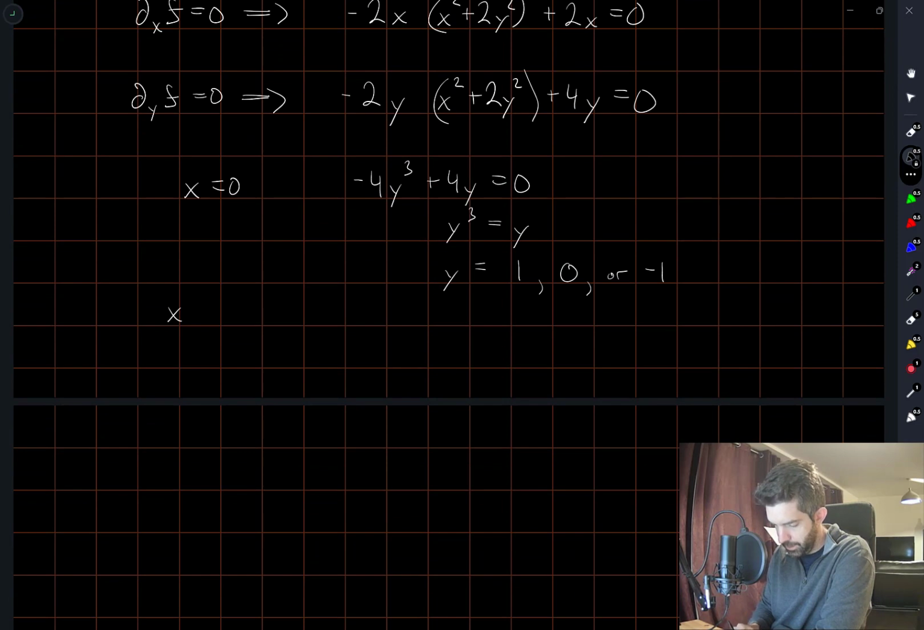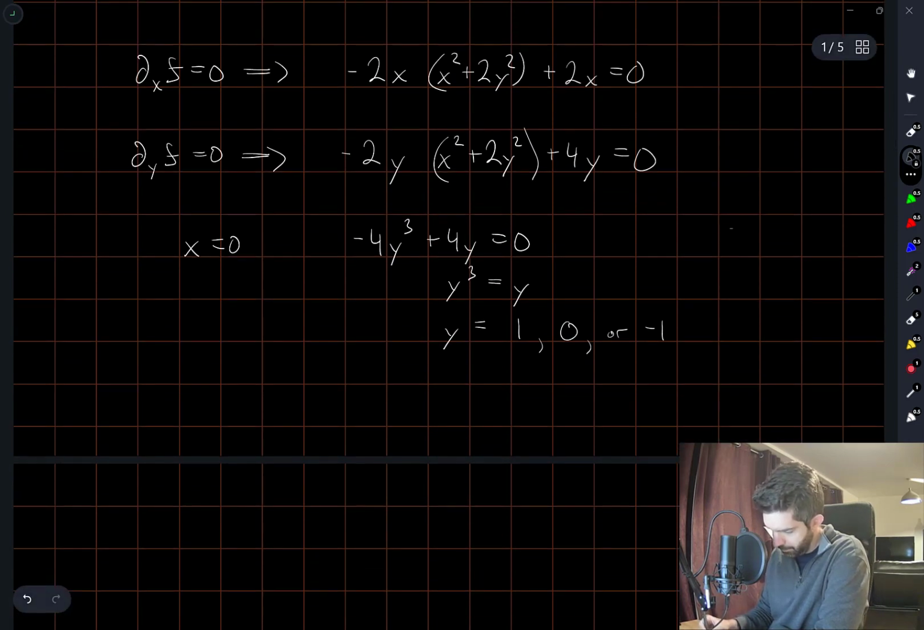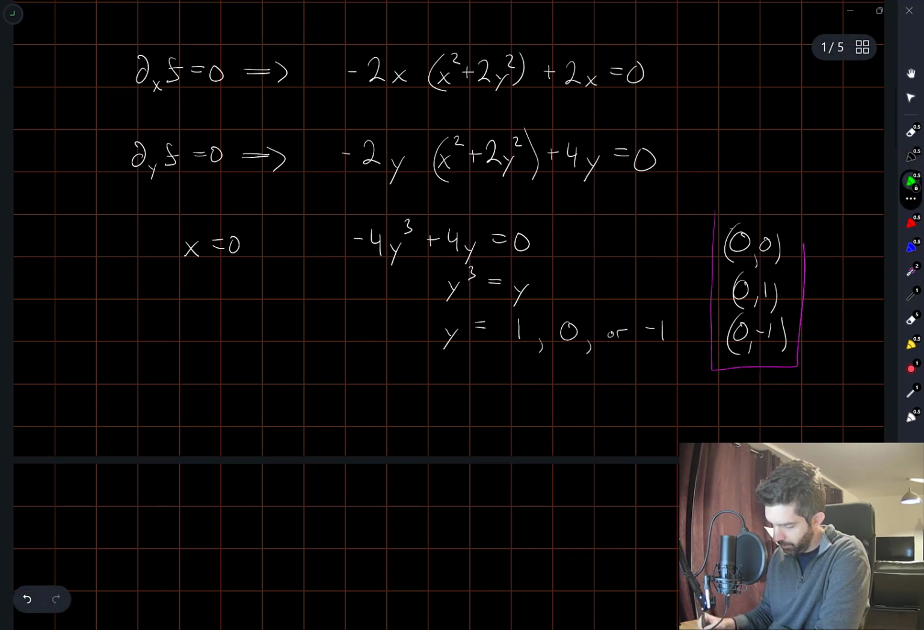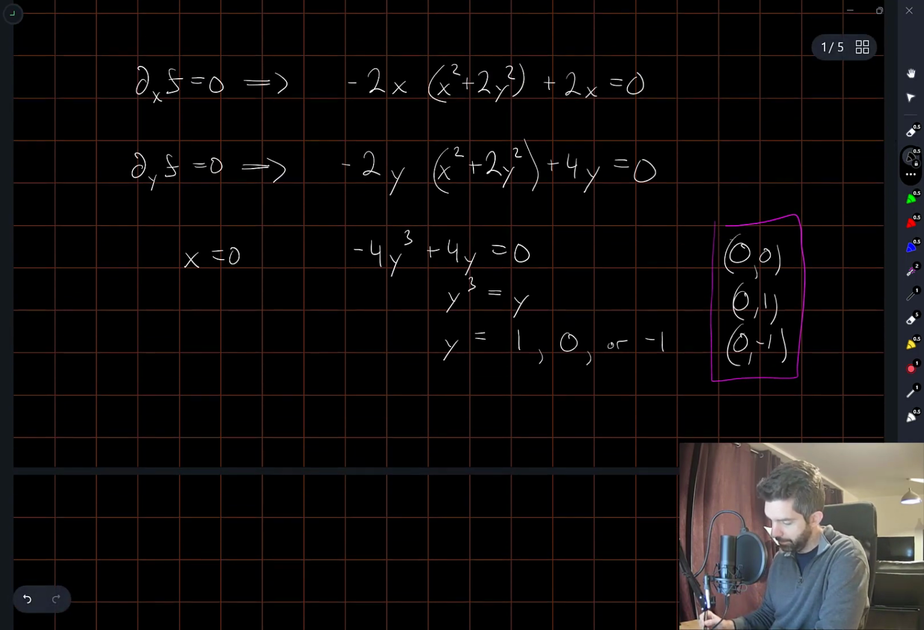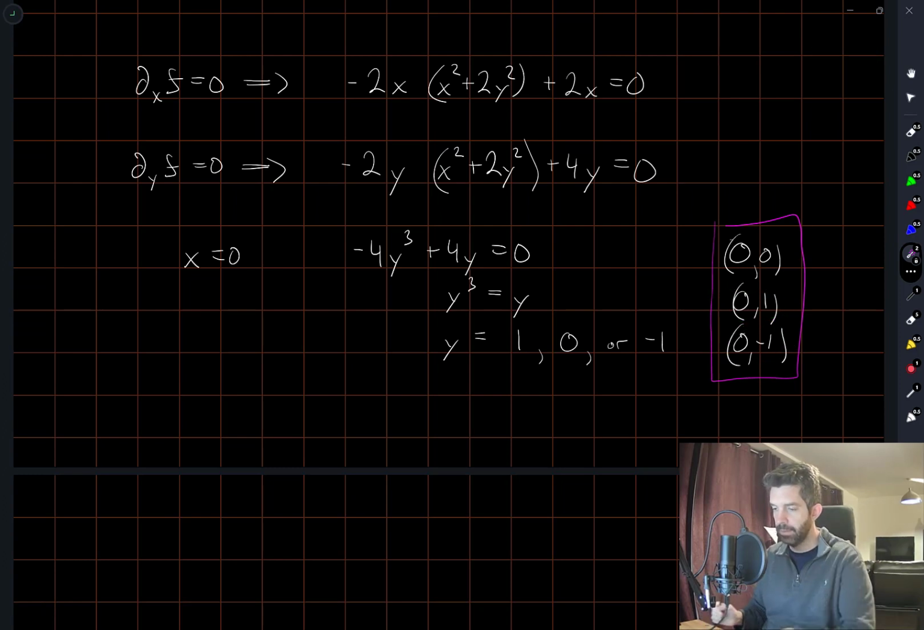I have 0, 0, which I've already identified. I have 0, 1, and I have 0, negative 1. These are all possible solutions I'll have to test. We'll notice that these are all interior points. And I suspect 0, 0, we've already identified logically that this has to be a minimum. I suspect that 0, 1 and 0, negative 1 are maxima, because this function's going to have kind of two little bumps.